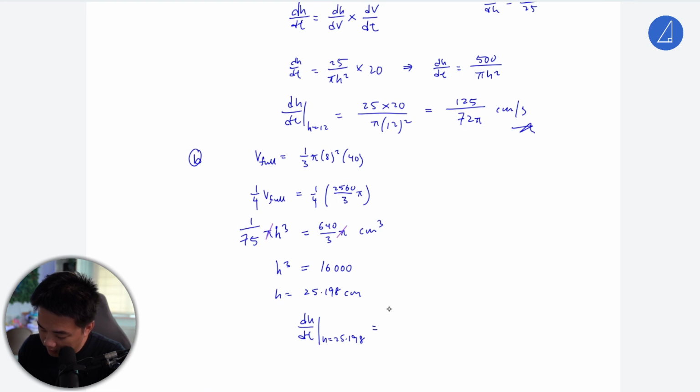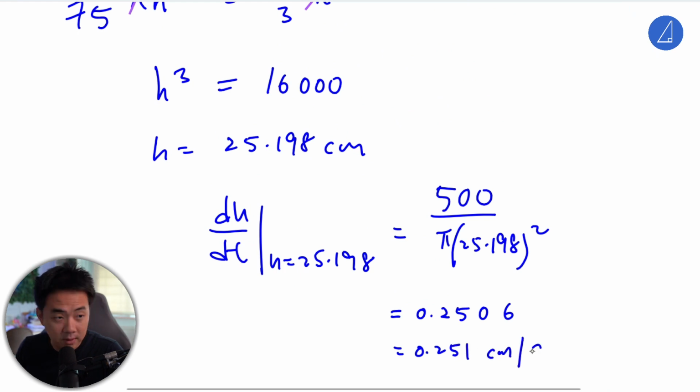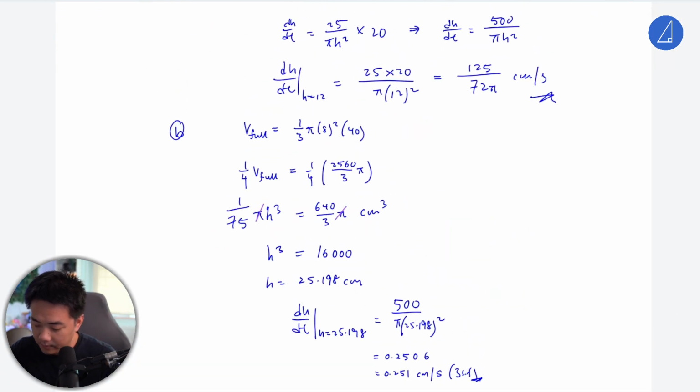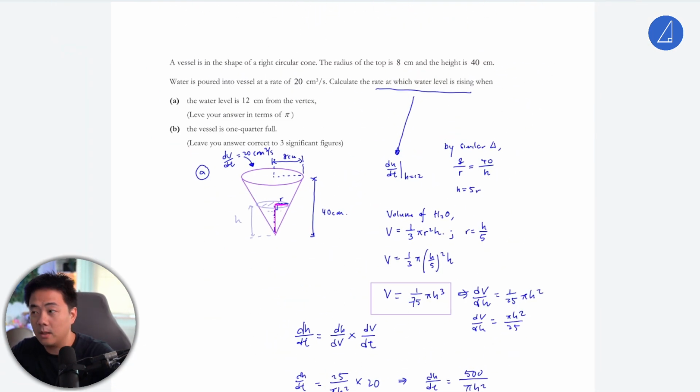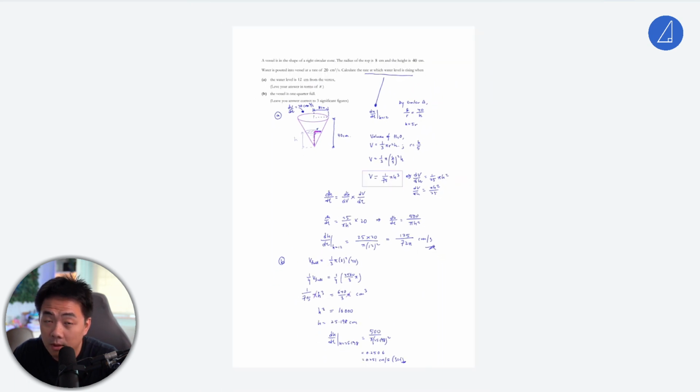There you go. So once this is done, we know h equals 25.198 will give us this 500 over pi h square. Key in calculator. This will be 0.2506, so 0.251 cm per second. That's 3SF, right? Yep. So that's how you do this question proficiently. If you have any questions at all, please let us know and I'll see you in the next question.